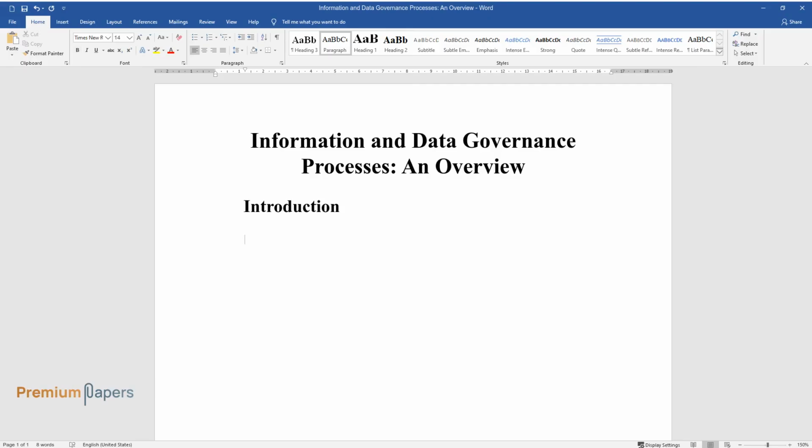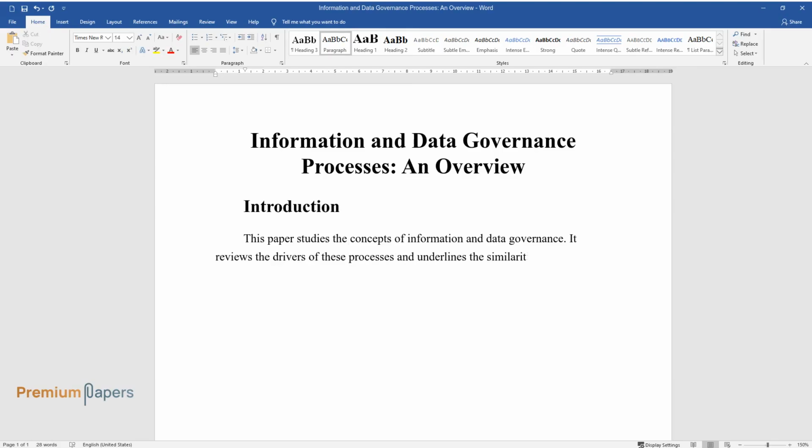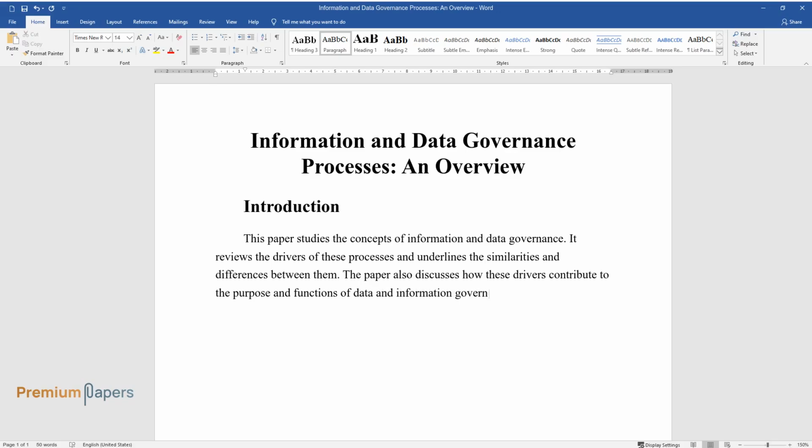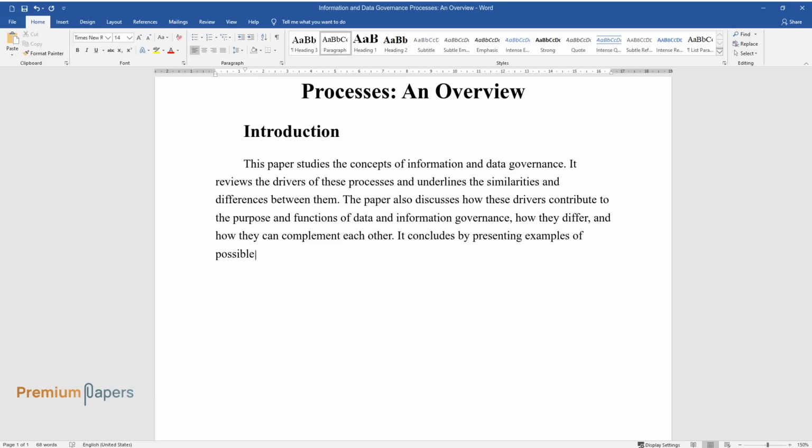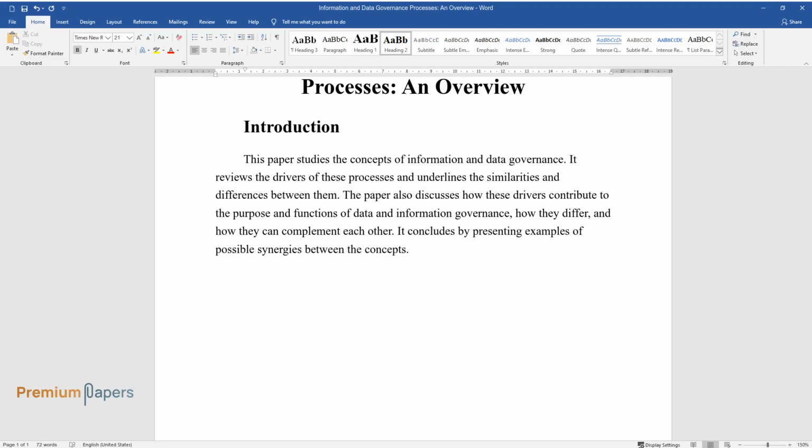Introduction. This paper studies the concepts of information and data governance. It reviews the drivers of these processes and underlines the similarities and differences between them. The paper also discusses how these drivers contribute to the purpose and functions of data and information governance, how they differ, and how they can complement each other. It concludes by presenting examples of possible synergies between the concepts.